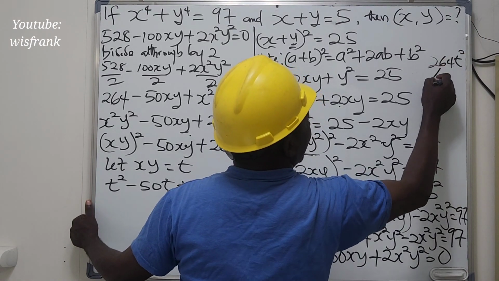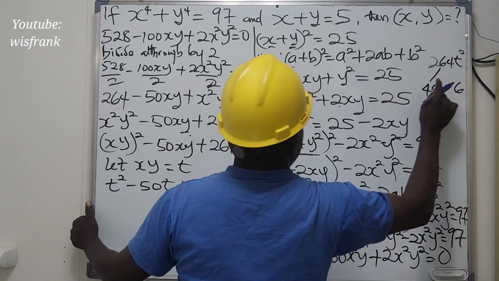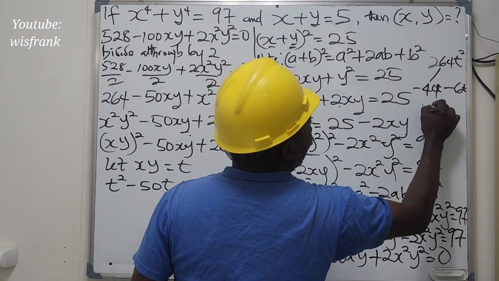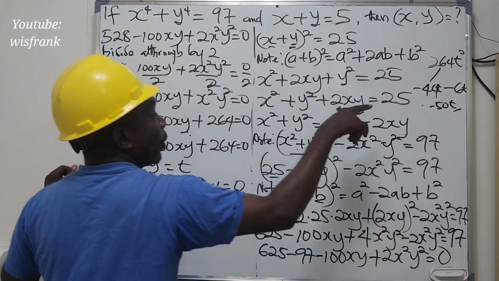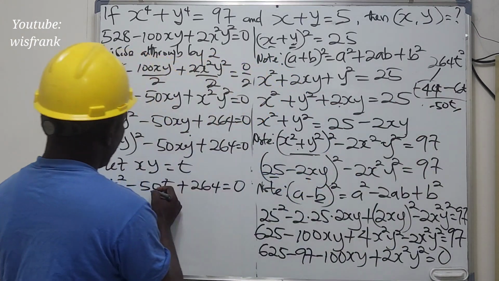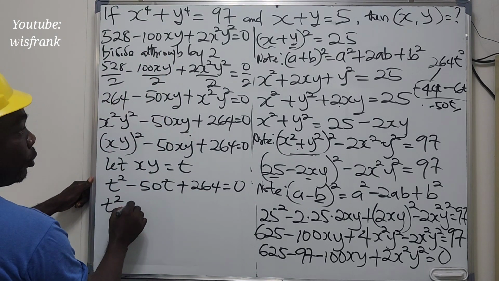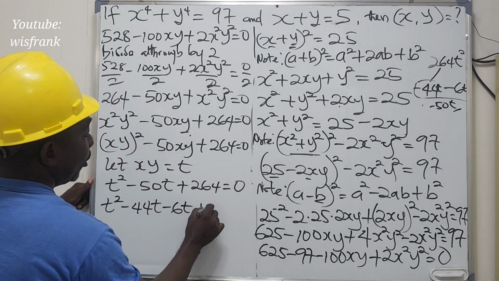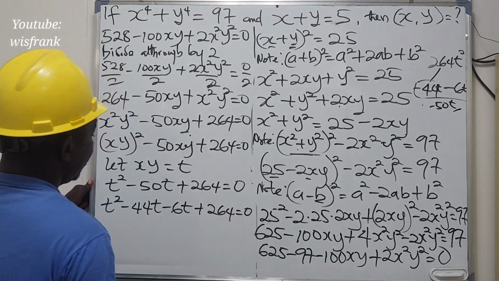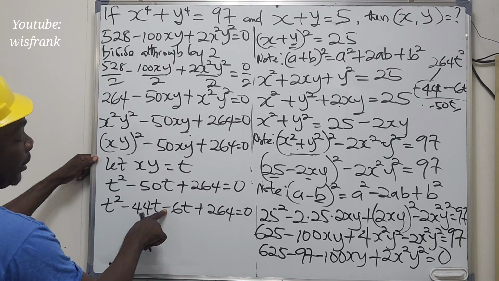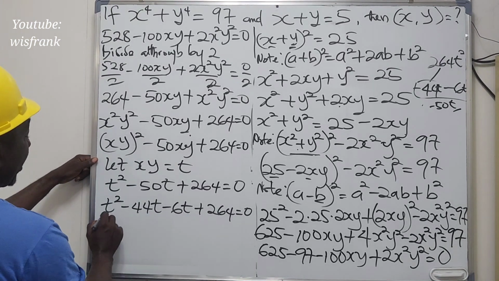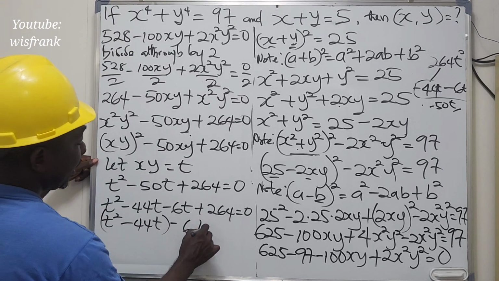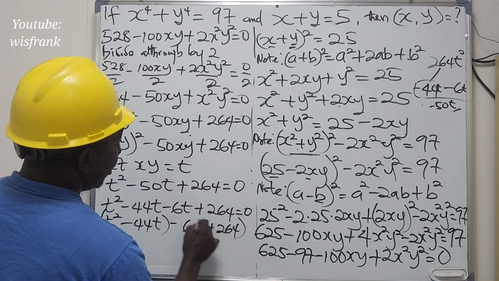And two factors of this are going to be 44 and 6. And here, when we subtract the two of them, it is going to give us minus 50t. So we are going to substitute this into where we have it here. So this will become t to the power of 2 minus 44t minus 6t plus 264 equals 0. So from here, we can see that this negative sign divides this side and this side. So we can equate this 4t, then we have 6t plus 264 equals 0.